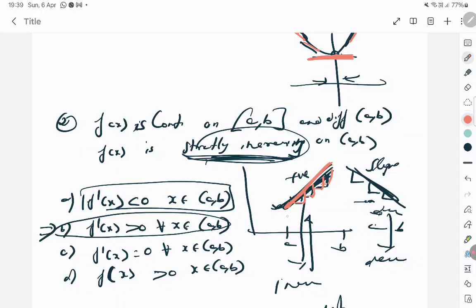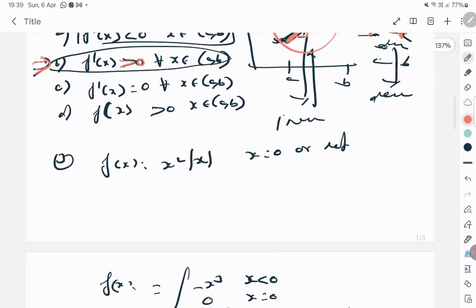It's also continuous. Decreasing means negative slope. So the fact that it's increasing shows that it's a positive slope, and therefore f dash of x has to be greater than 0, a positive slope, and x is lying between a and b. So option number B is the right answer. So you understood what is a negative slope and a positive slope from this. The negative slope is not applicable because strictly increasing means a positive slope. So let's go to the next question.